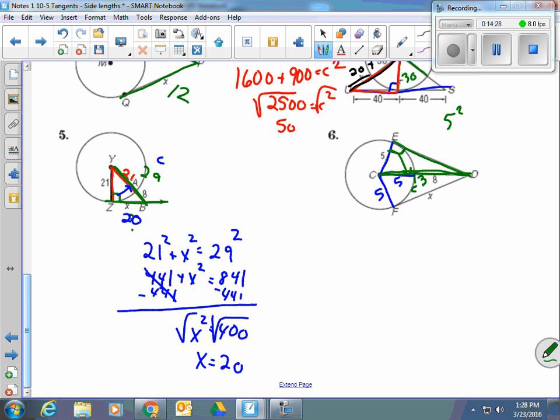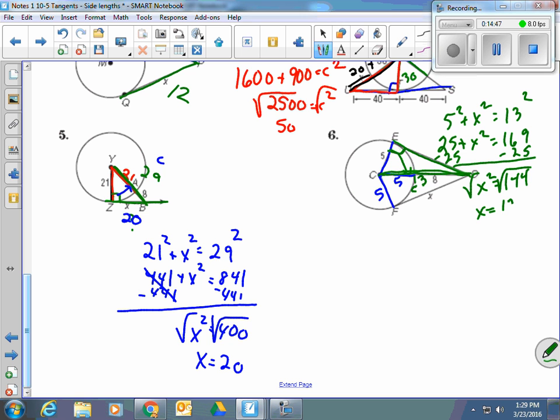So 5 squared plus x squared equals 13 squared. 25 plus x squared equals 169. Minus the 25. So x squared equals 144. So x equals 12. That means this side right here is 12, right? Well, what did we call this line right here? Tangent. What would we call this line right here? Tangent. What do you know about the party hat? The congruent. So how big is X? 12.